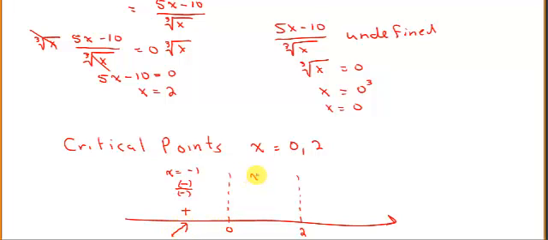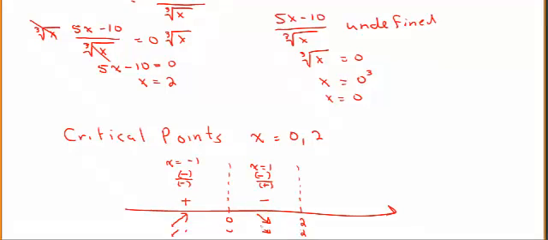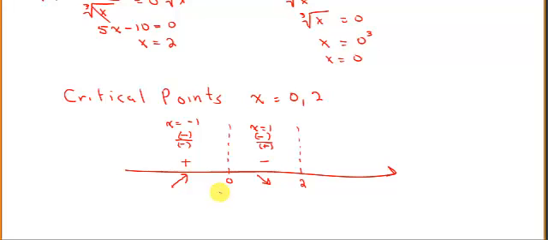Between 0 and 2, say at x equals 1, we'll have 5 times 1 minus 10. 5 minus 10 is a negative number, negative 5. And the cube root of 1 is 1, so that's positive. So we have a negative divided by a positive, that's a negative number. We're decreasing there. So we must have a relative max here at 0. We're increasing to the left, decreasing to the right.